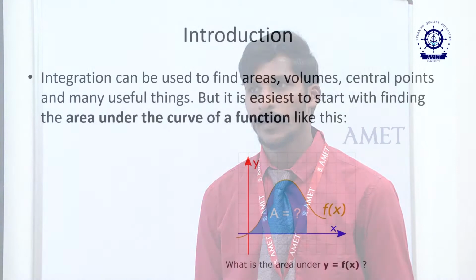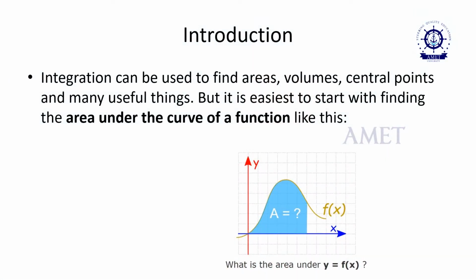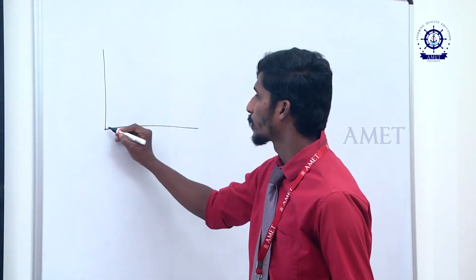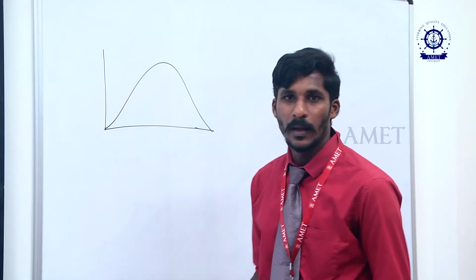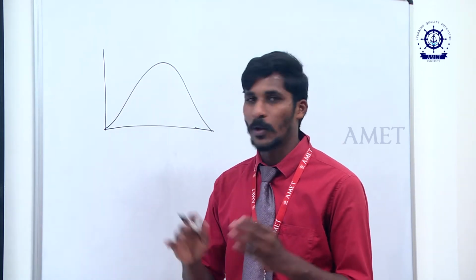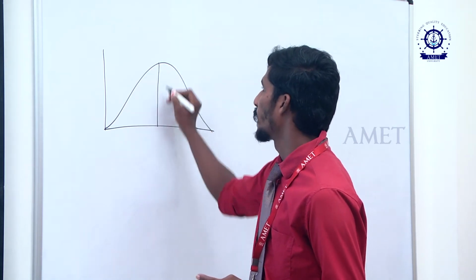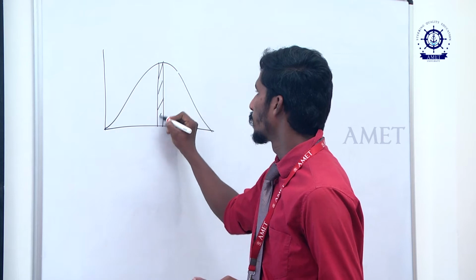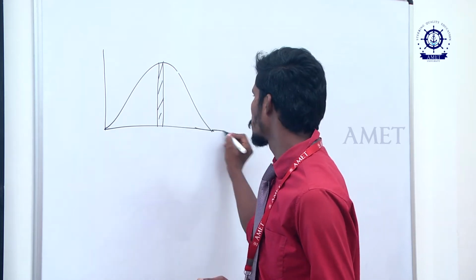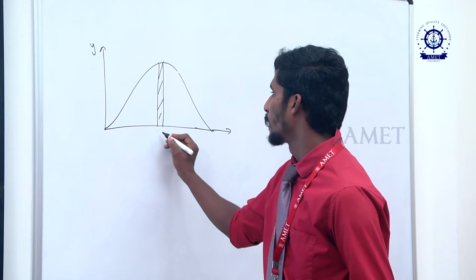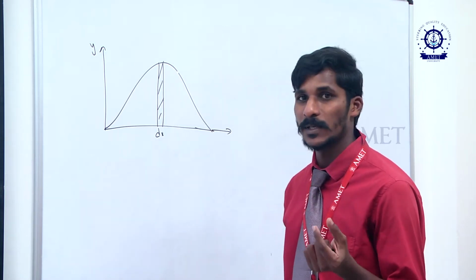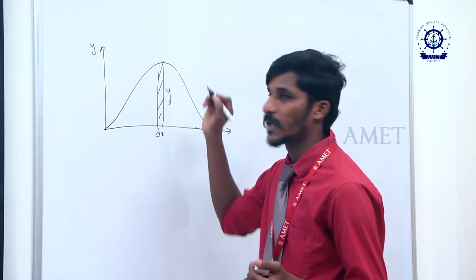Integration is mainly utilized to find the area under the curve. So how are we finding the area under the curve? If you take a part as a curve, in integration we will not apply it to the overall body, we will just concentrate on a small part. Say you take a small element, with the x axis and the y axis. The small element we consider as dx, which represents the small element, and the height we represent as y.